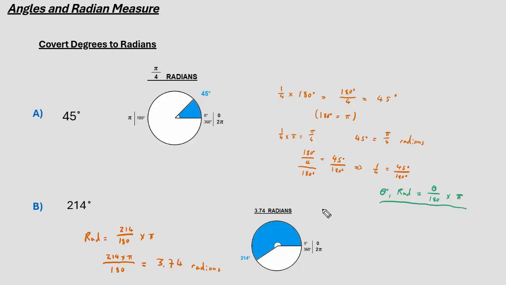So sometimes a degree to radian conversion turns out to be a nice fraction with pi involved, but sometimes it's better to write it as a numerical value, as we do for example B.